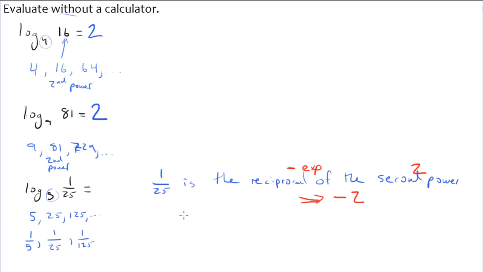So the log base 5 of 1 over 25 is equal to -2. So when we end up with these fractions, with these reciprocals, we're going to have a negative coming out of our logarithm. Okay, let's look at some more.